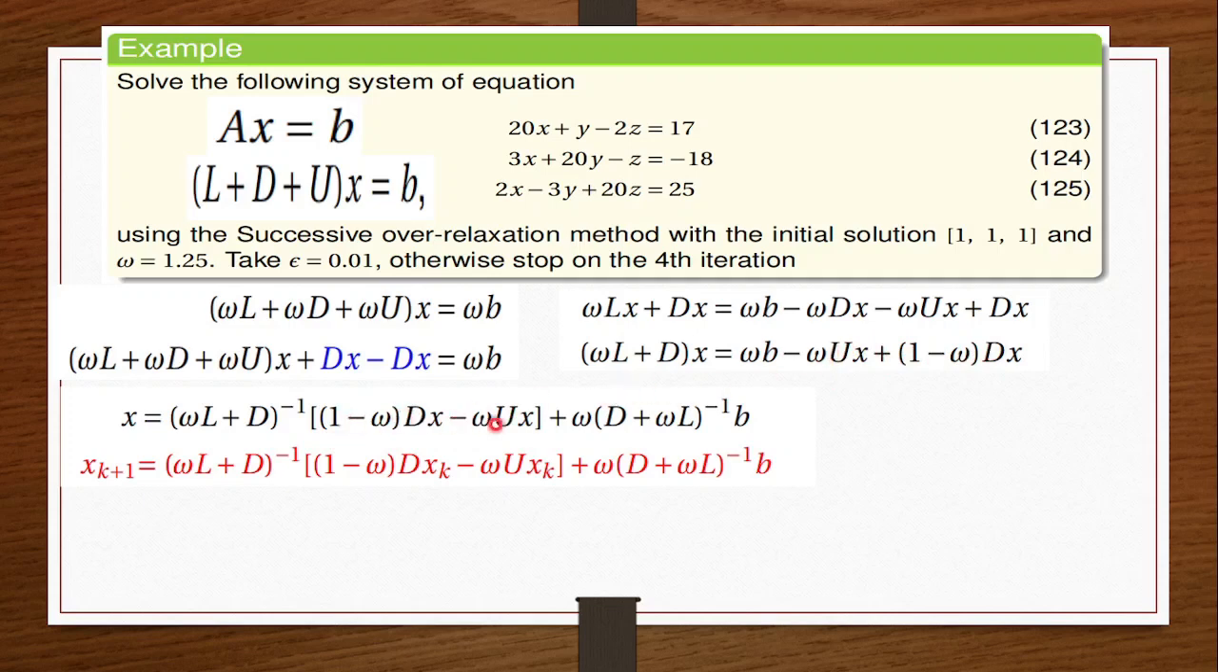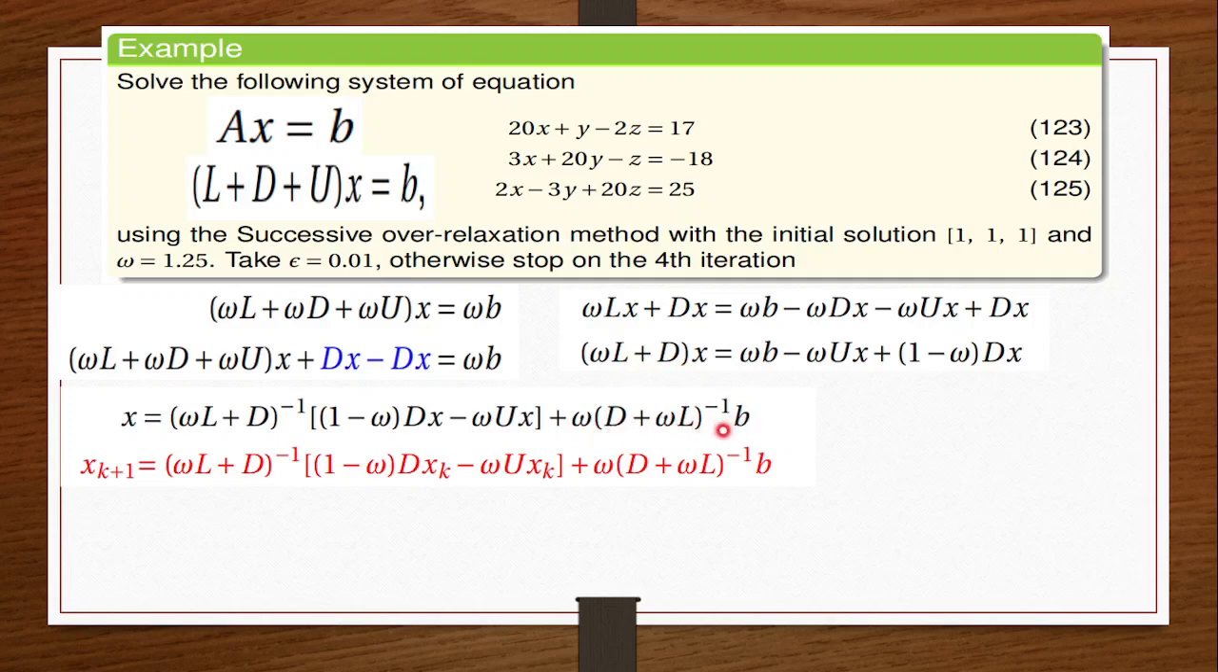We said we're dividing through by omega L plus D, so we have omega b here. This omega b has been divided by omega L plus D, as you have here. So you can see this portion here, omega, then we have D plus omega L inverse times b. So that is what we have here, omega b over omega L plus D. That's what we have over here.